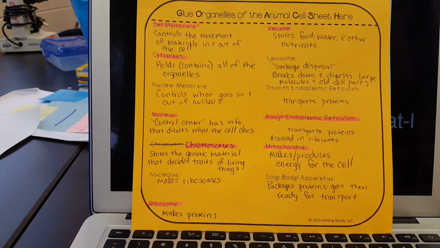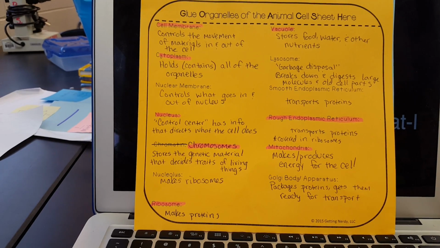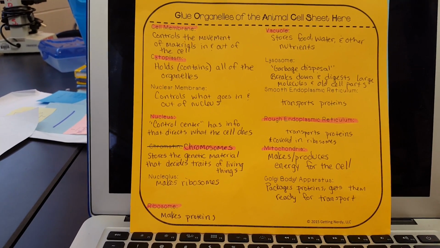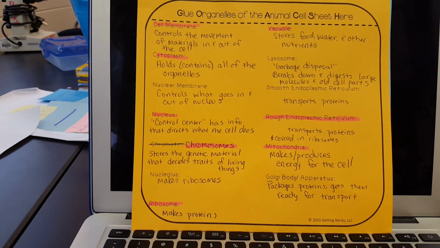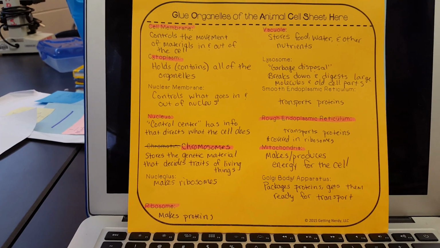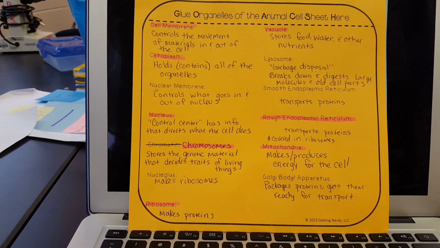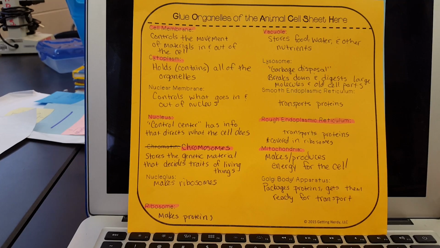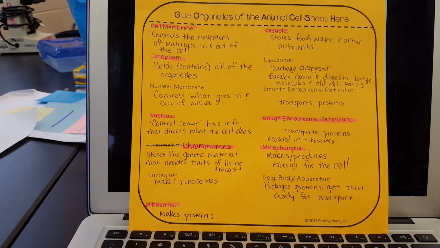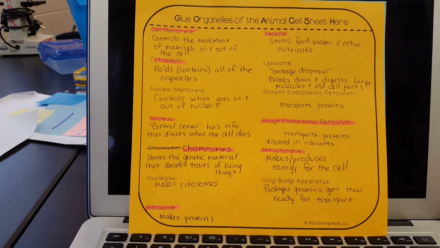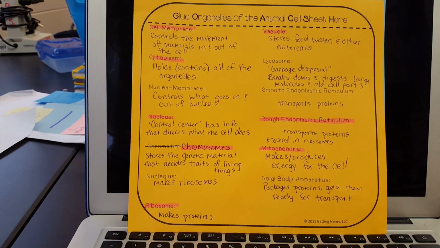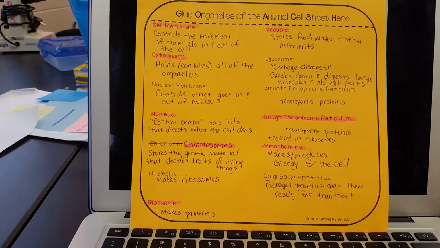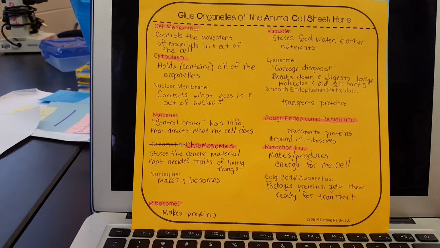Chromosomes store genetic material, and chromosomes are the genetic material that decides the traits of living things. The nucleolus is inside the nucleus, and it makes ribosomes. Ribosomes make proteins that the cell needs. The vacuole stores food, water, and other nutrients, and again, in the animal cell, it's pretty small. I like to think of a lysosome as a garbage disposal. It's not exactly, but it does break down and digest large molecules and old cell parts.